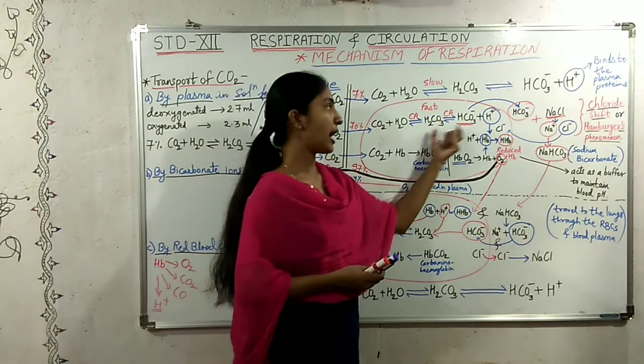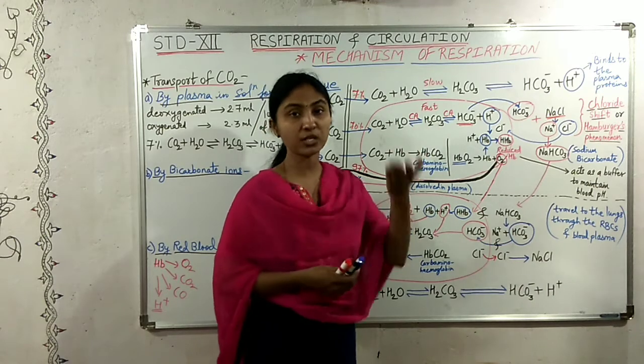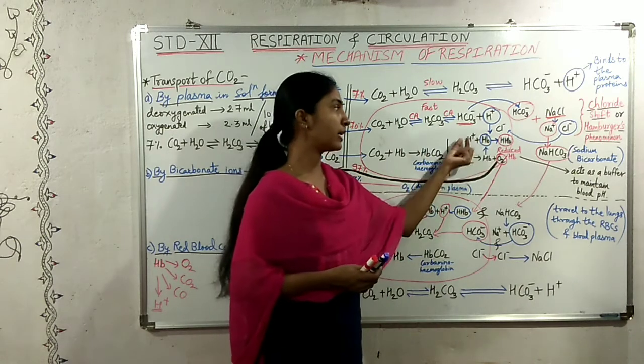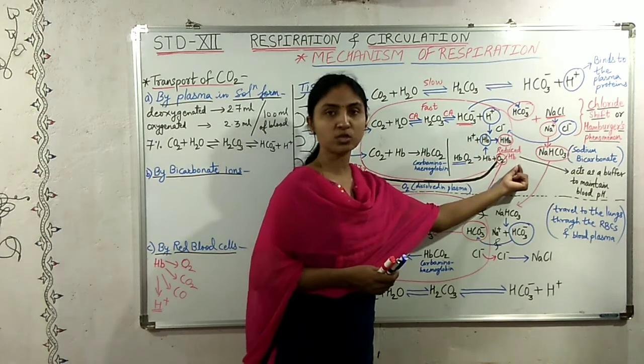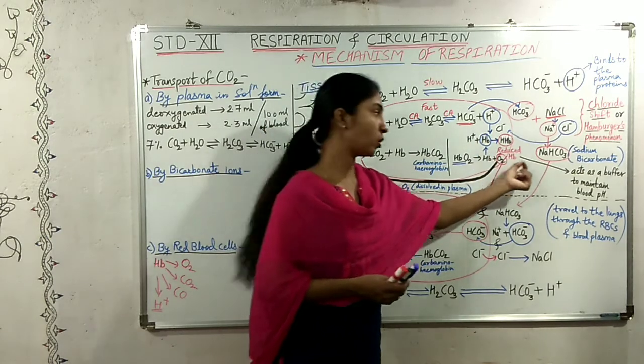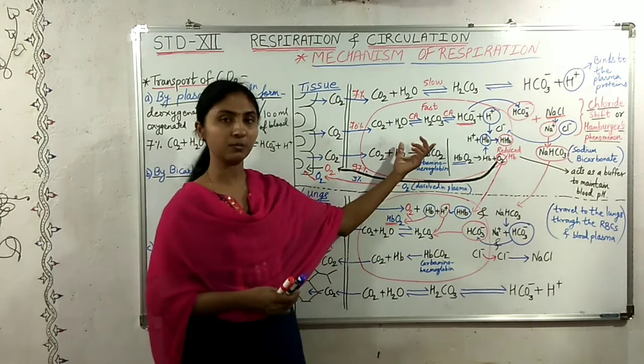As we know, when the hydrogen ion concentration increases, the pH decreases. So hemoglobin combines with the hydrogen ions to form the reduced hemoglobin. This reduced hemoglobin acts as the buffer to maintain the blood pH level here.